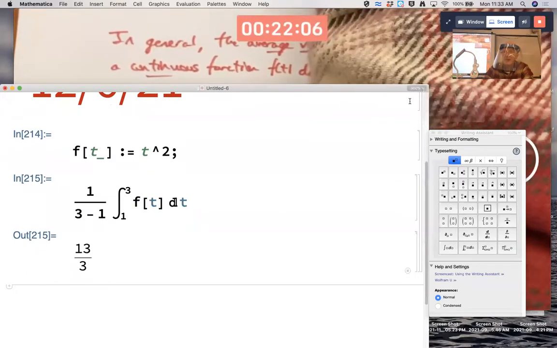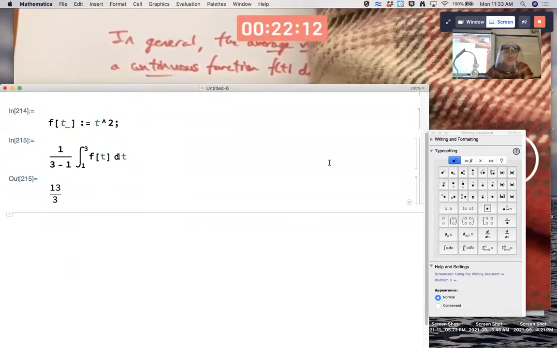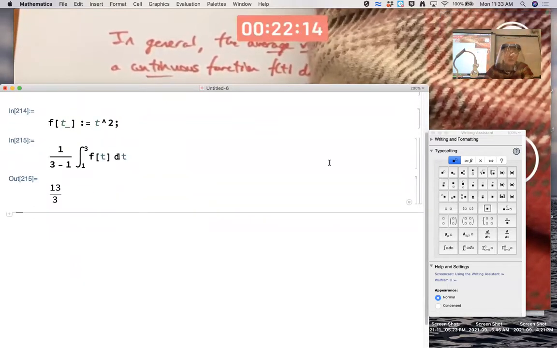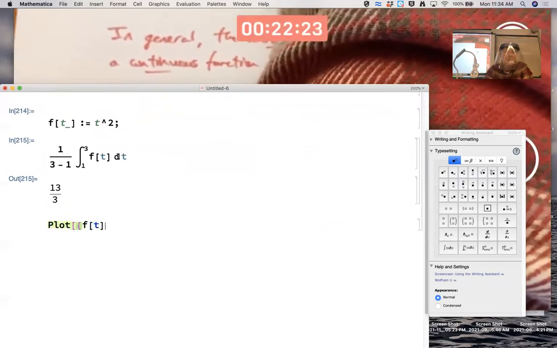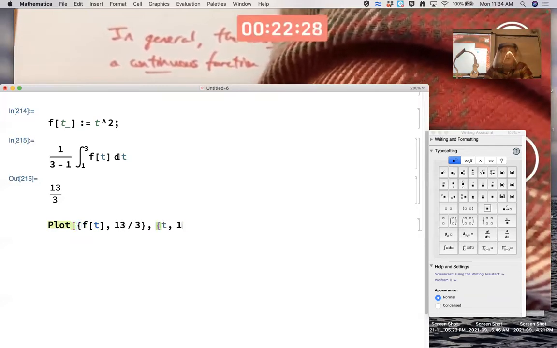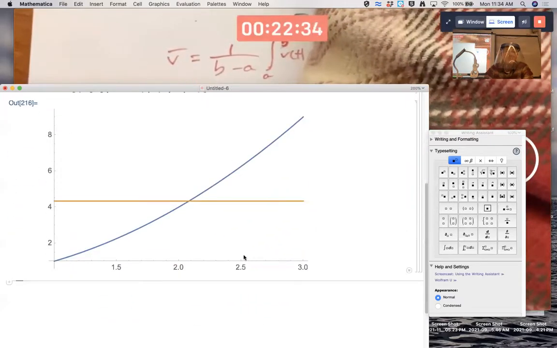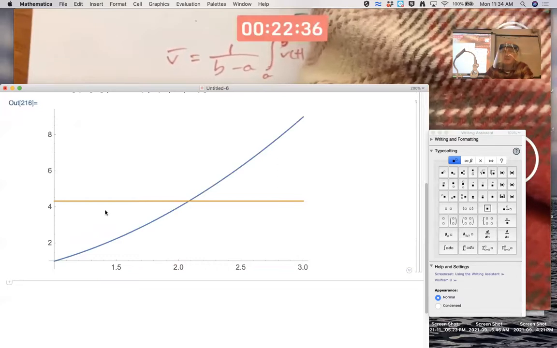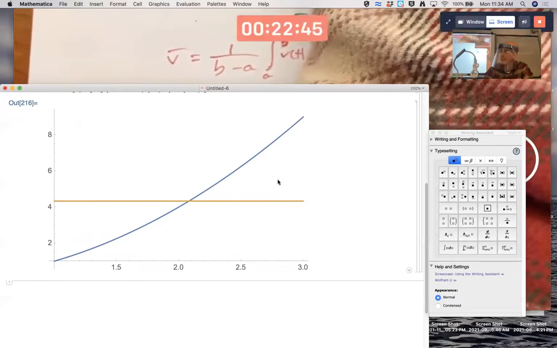Okay, so computing the average value is pretty easy if you can use the fundamental theorem of calculus, the one that you use to compute definite integrals by finding antiderivatives. Interpreting this, you'd want to plot both the function f of t and also a horizontal line at 13/3, from 1 to 3. The area under the blue graph is supposed to be the same as the area under the goldish graph. Said another way, the area between the graphs over here is the same as the area between the graphs over here.